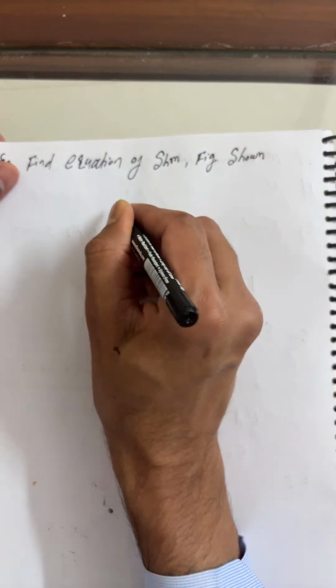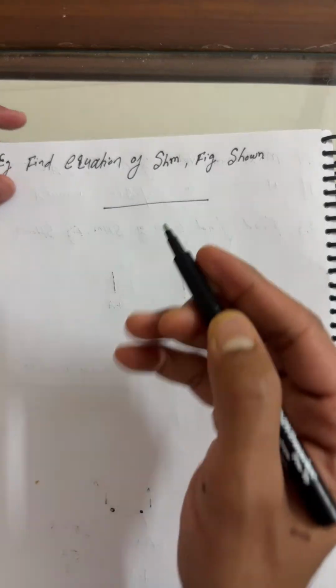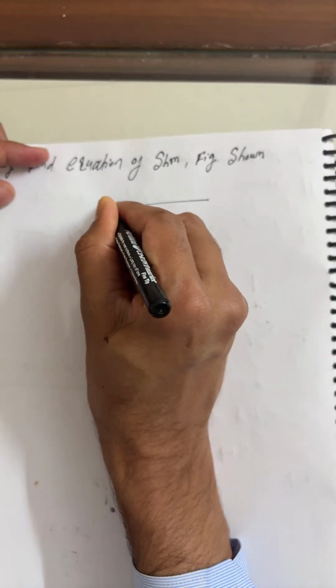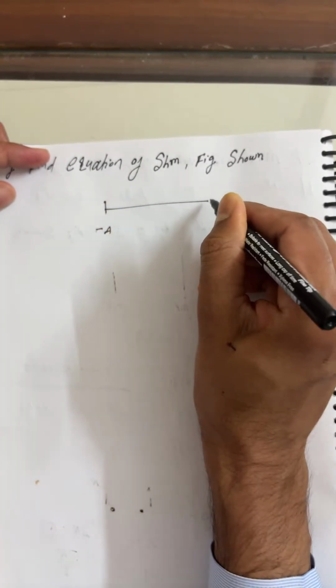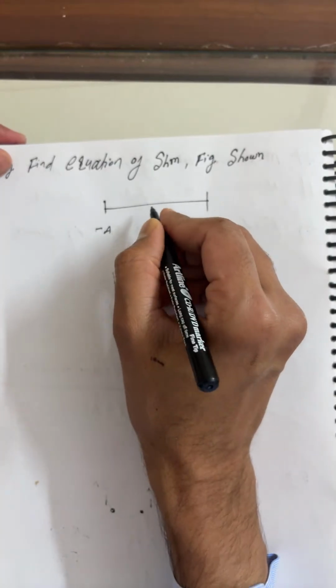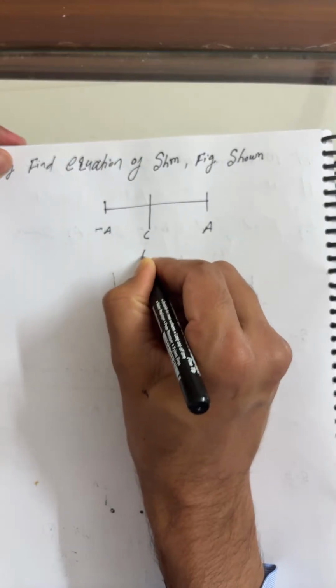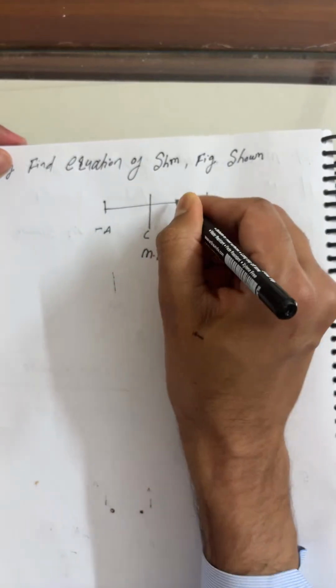Figure is shown, right? Okay, so this is the diagram to support these questions. You can see as usual, this is the minus amplitude, this is the plus amplitude, and this is the mean position.